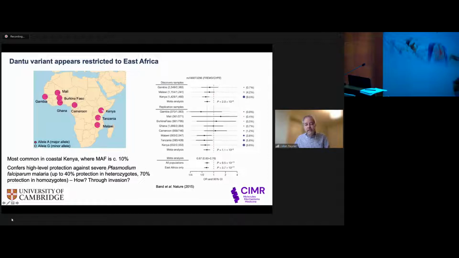And interestingly, this rearrangement is more common in this population than the sickle allele is. So although over the whole of Africa it's vanishingly rare, in this region in East Africa it's actually as common as sickle is, if not more common, and provides as much protection as sickle does, and also much more protection than the current best malaria vaccine.